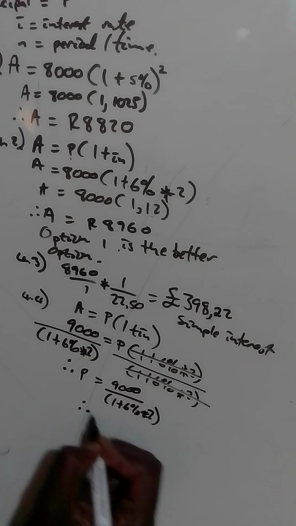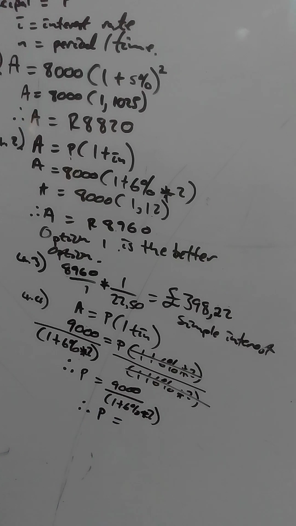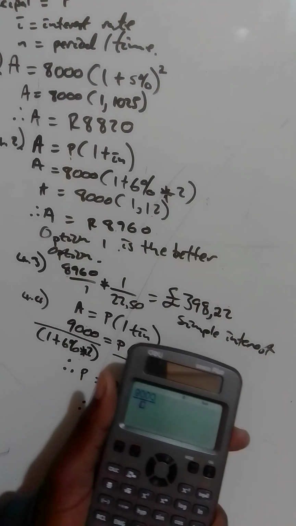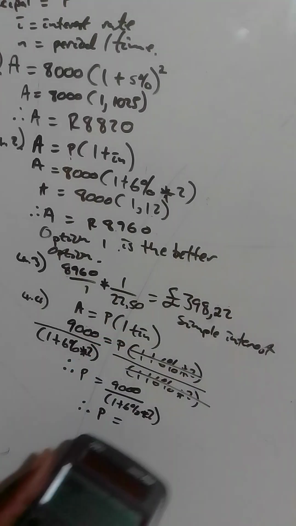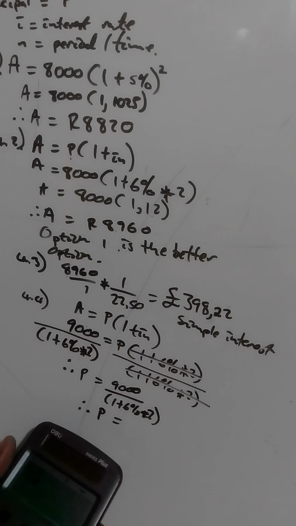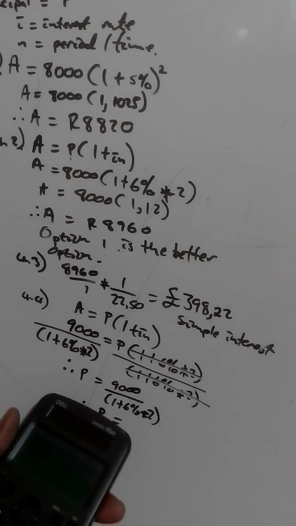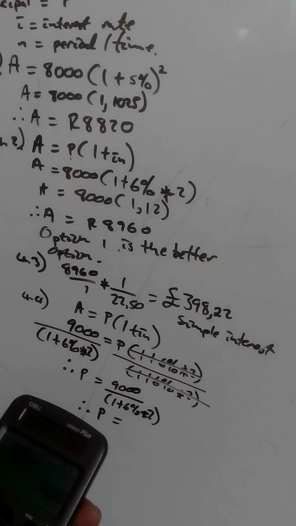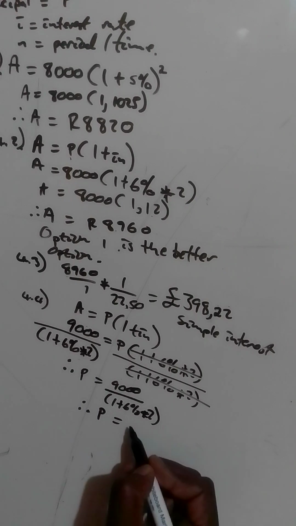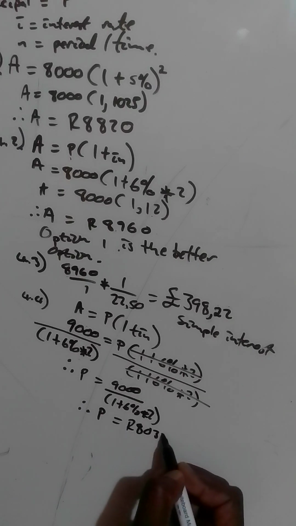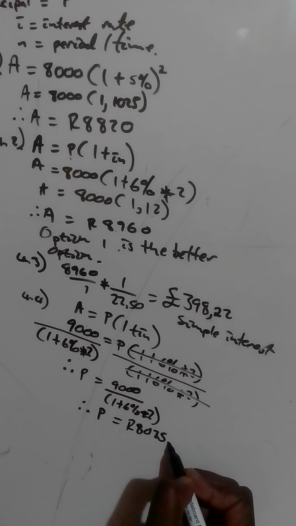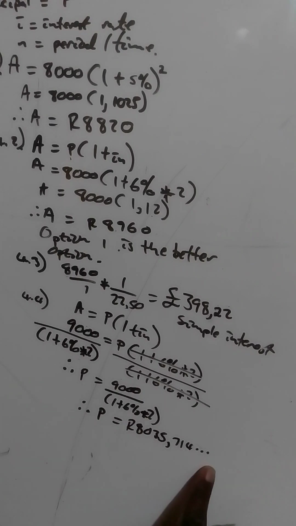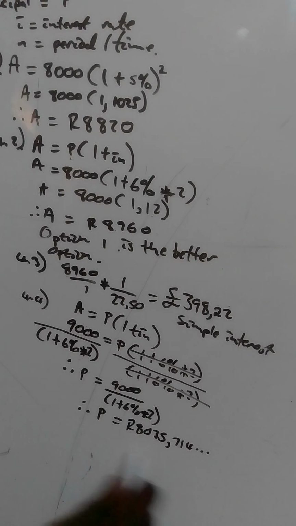So I can conclude that therefore the principal is equal to what? Now we say 9,000 divided by 1 plus 6% multiplied by 2, is equal to, and then the figure we get is now 8,035. So here we've got 8,035 rands, and then we are given 714. Then I put ellipsis because the decimals are continuing.